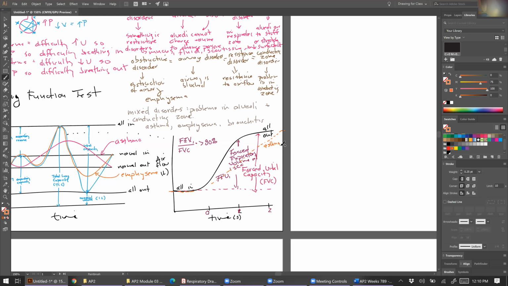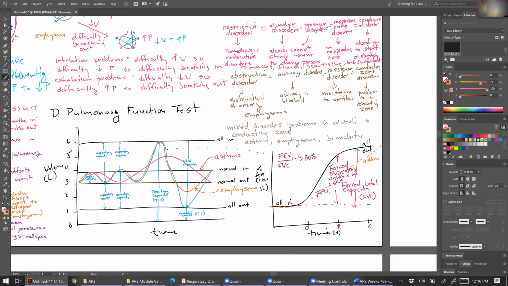And so asthma is, you have a narrowing airway, and so it takes you longer to get the air out. Your pulmonary function test might be normal, but it takes you longer to breathe.